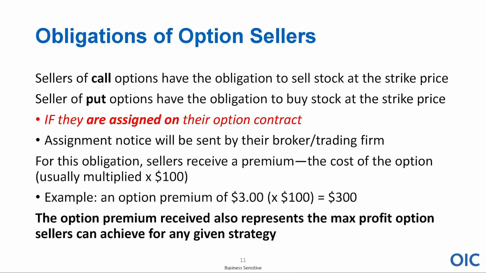And for entering into this obligation to either sell the underlying shares if I sell a call or to buy the underlying shares if I sell a put, I'm collecting money. In this particular case, if it's an option premium of $3 and I sell that option, I just collected $300. But as long as that option is out there, I have an obligation to do something: either deliver the stock if I sell a call or take delivery of the stock if I sell a put.